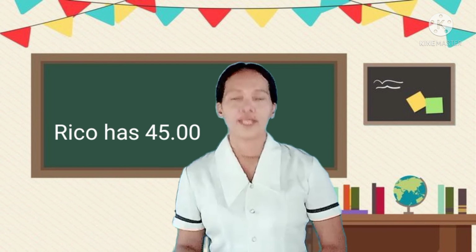And now, children, for our last activity, try to solve these problems. Listen carefully. Rico had 45 pesos. His mother gave him 20 pesos. Find the total amount of his money. 45.25 plus 20.50 will become, okay, very good, 65.75. Yes, very good.